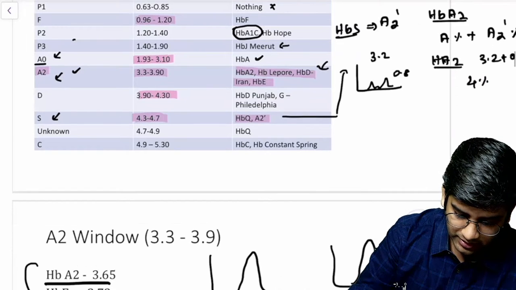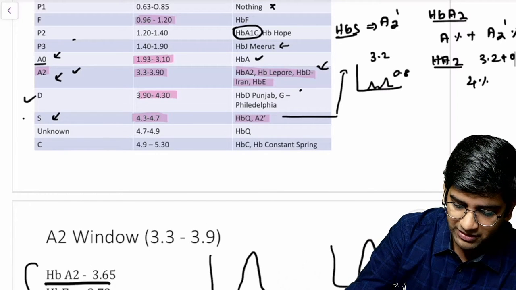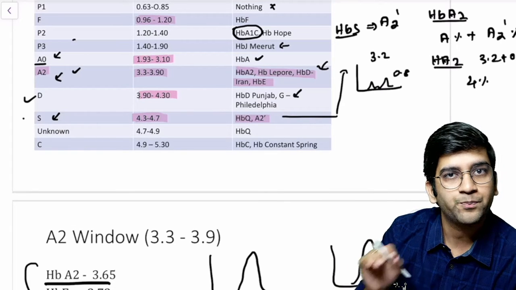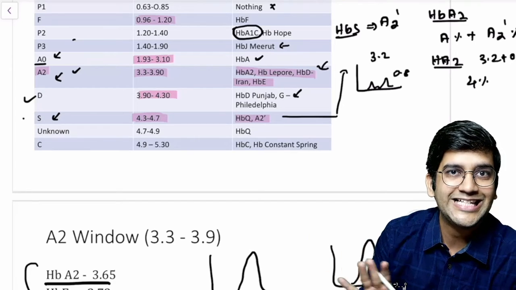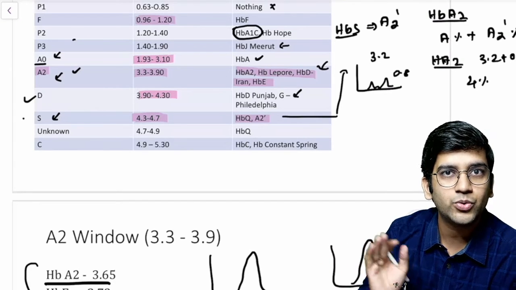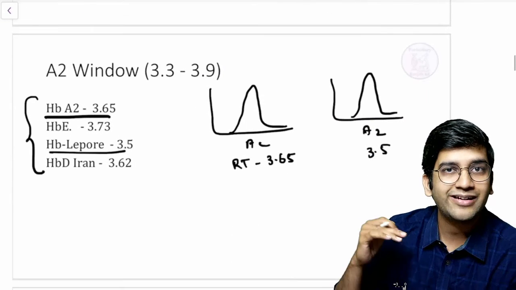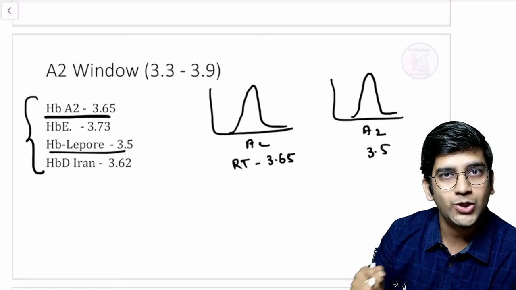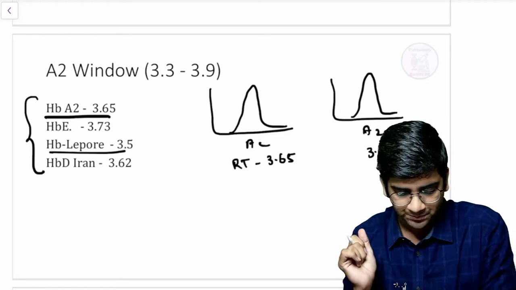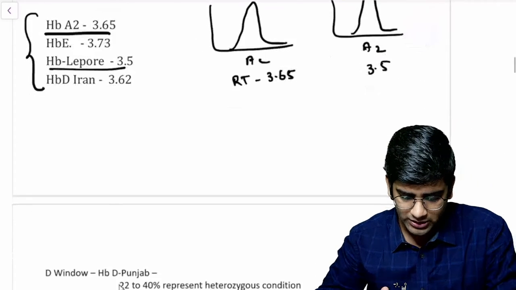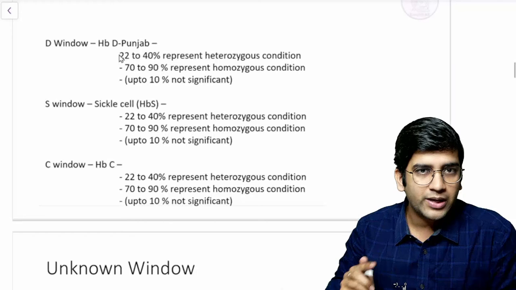Perfect. So again, to know whether it is D Punjab or G Philadelphia, if you know the retention time, I can easily differentiate them, right? That's required for you. That's the application of knowing retention time, and the difference between window and retention time. Fine? Great. So I know one half of it. Now, let's see. This is what I want you to remember.